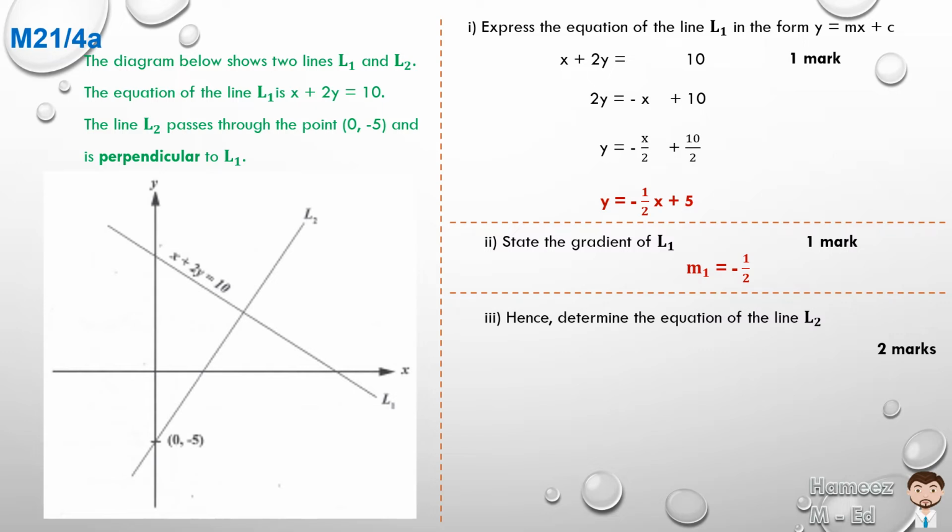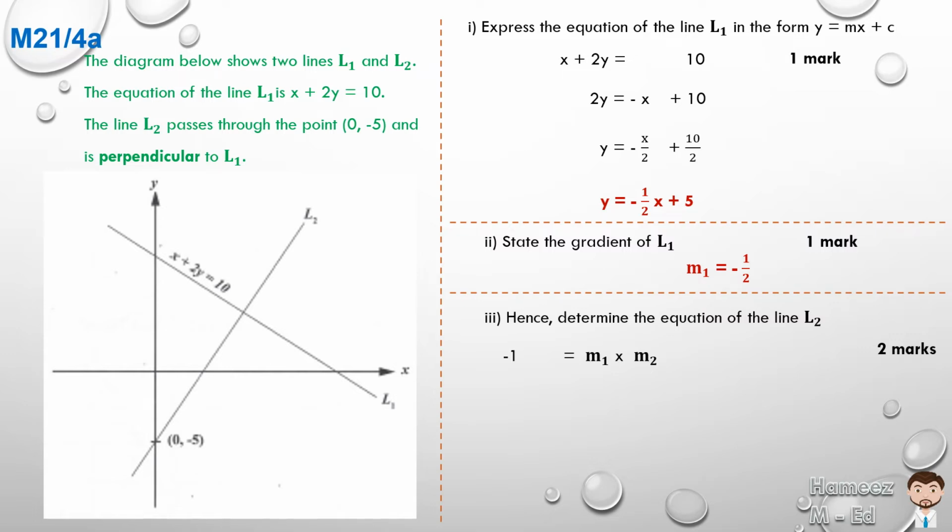So when we say hence, it means that we're going to use some pieces of information earlier on in the question to help us solve. Now what do we know? We know L1 and L2 are perpendicular. And when two lines are perpendicular, it means that if we multiply the gradients, it's going to give us minus 1. So we can write that. Minus 1 is equal to m1, the gradient of line 1, times m2, the gradient of line 2.